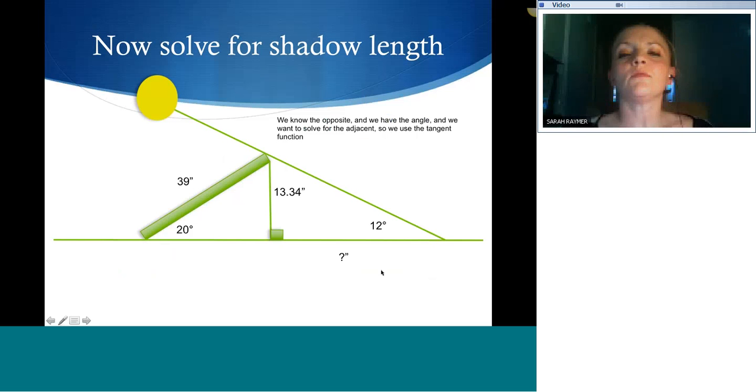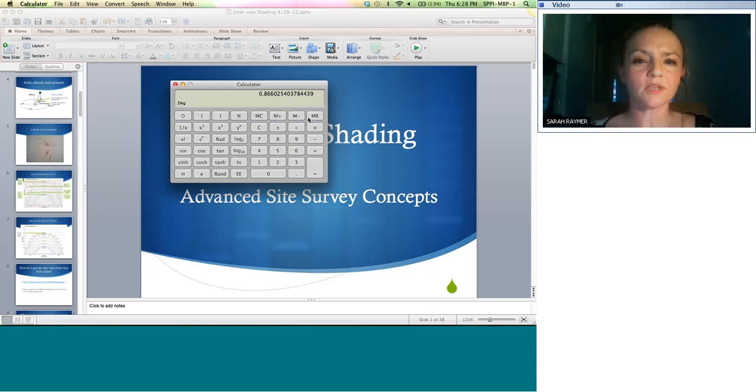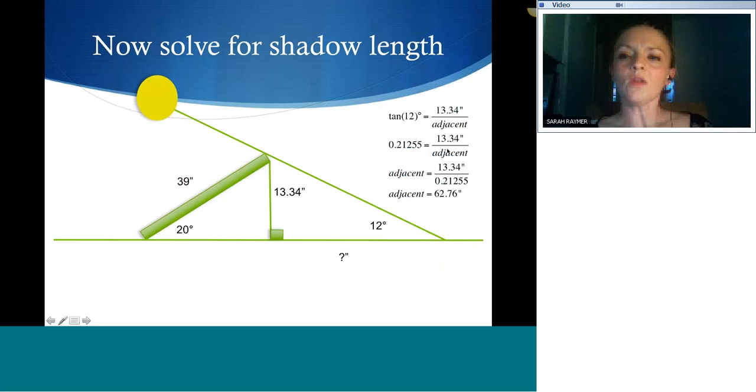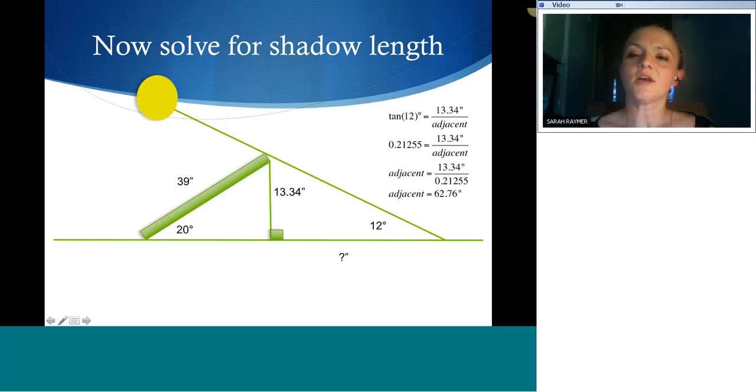All right, so we know the opposite, and we have the angle. Now we want to solve for the adjacent, which is the length of the shadow, and that's going to leave us using the tangent function. Tangent is opposite over adjacent, TOA. So the tangent of 12 is 0.21255. That equals the opposite distance, which is 13.34, over the adjacent. So the adjacent is 13.34 inches divided by 0.21255. This is where I was talking about fractions.